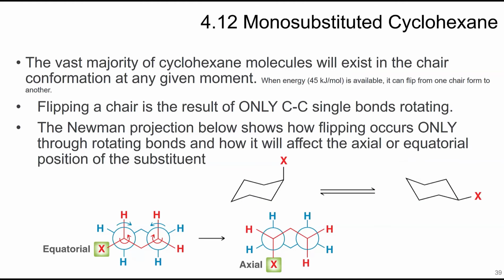So when you have monosubstituted cyclohexanes, the vast majority of cyclohexane molecules will exist in the chair conformation at any given moment. If they do have energy available, which is about 45 kilojoules of energy per mole, it can flip from one chair to another. So flipping a chair, which I showed you in the video with the model, is the result of only carbon-carbon bonds rotating. The Newman projection below shows how flipping occurs only through rotating bonds and how it affects the axial or equatorial position. So in this chair here, we have the equatorial X, and when you do the chair flip, so you're rotating these bonds in and these bonds in, that equatorial group becomes axial.